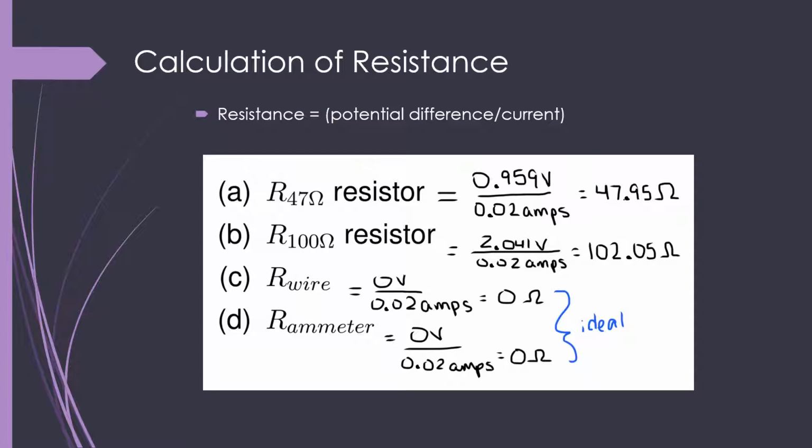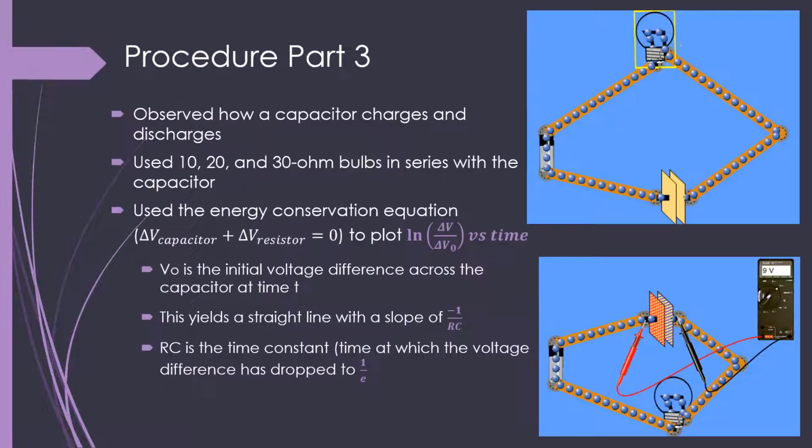The differences in the calculated from expected values of 47 and 100 ohms is most likely due to the fact that the ammeter and voltmeter only measured to about 2 or 3 decimal places. In the final part of the lab, we observed how a capacitor charges and discharges when set in a series circuit with 10, 20, and 30 ohm light bulb resistors. This charging and discharging process occurred faster in lower resistances and slower in higher resistance light bulbs.